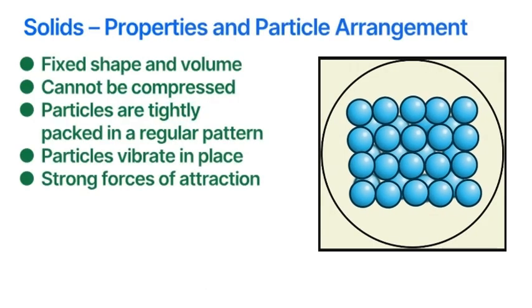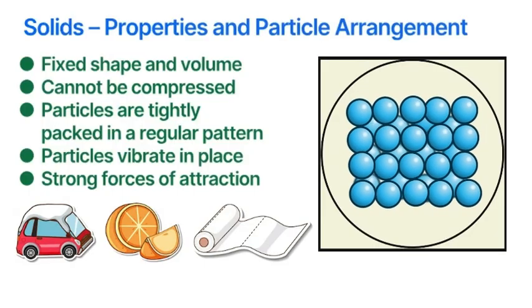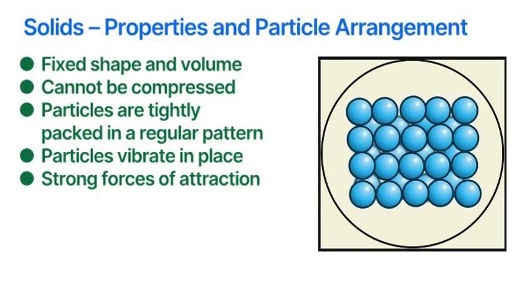Let's look at the properties of solid. Solids are the most rigid state of matter. They have a fixed shape and a fixed volume. This means that a solid object will not change its shape or size unless a force is applied. Solids cannot be compressed because the particles are packed very tightly together with no gaps.